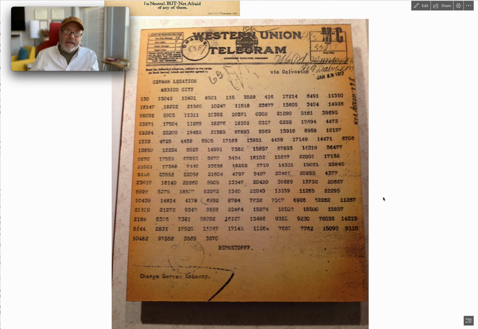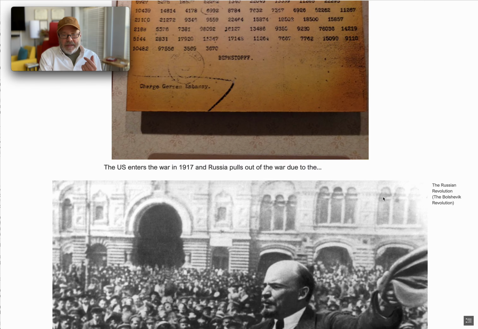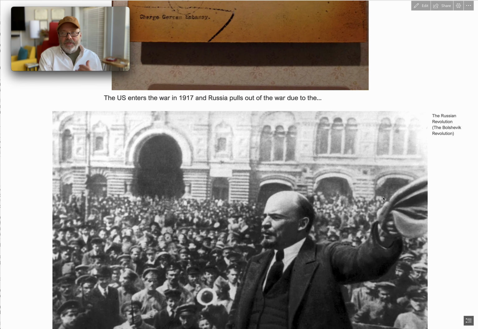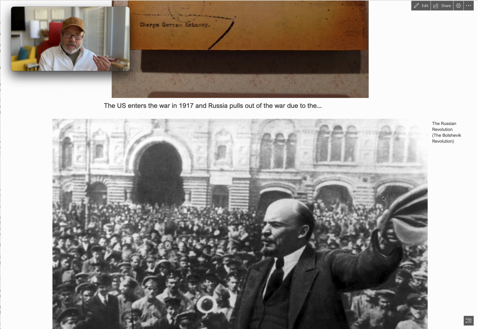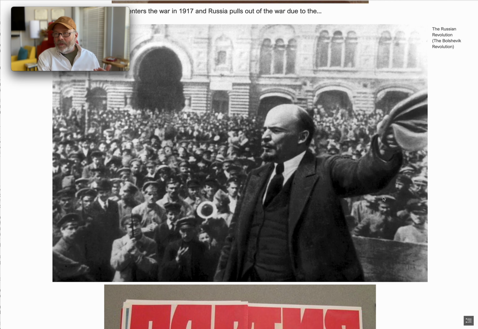So now Germany is coming into our backyard into Mexico saying, hey, Mexico, join us and we'll beat the U.S. and we'll give you your land back. So we intercepted that telegram, and that was one of the primary reasons, along with the sinking of the Lusitania, that the U.S. got into the war. The other thing that happened in 1917 was we got into the war, Russia pulls out of the war, and the reason they do is because that's when the Russian Revolution happened. We talked about that a little bit in the beginning of the video.